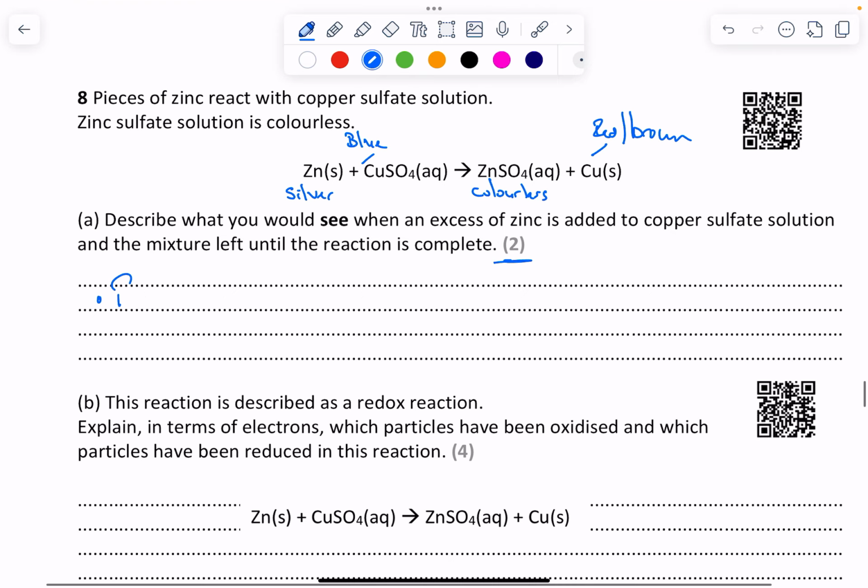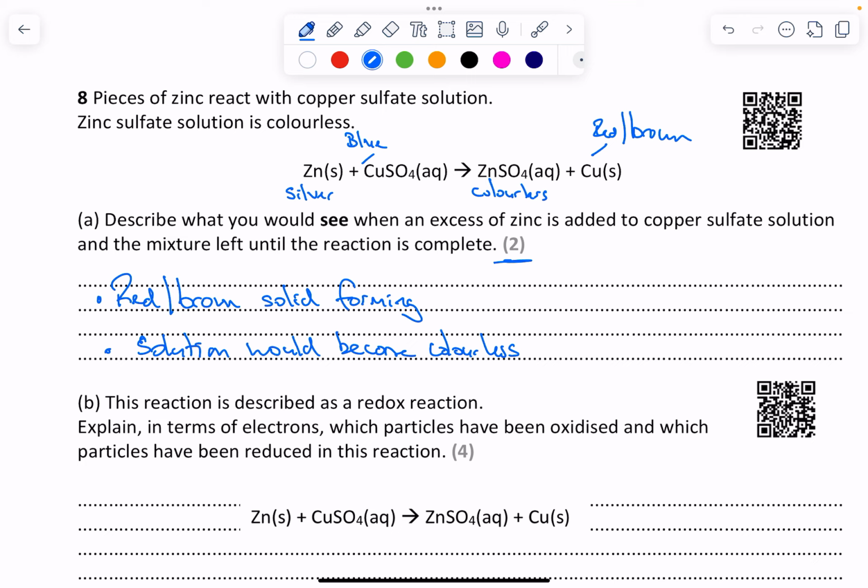So what I would say is that you would get this red-brown solid forming. So you would see that solid being produced, and your solution would become colorless. Okay, that would get us 2 marks.